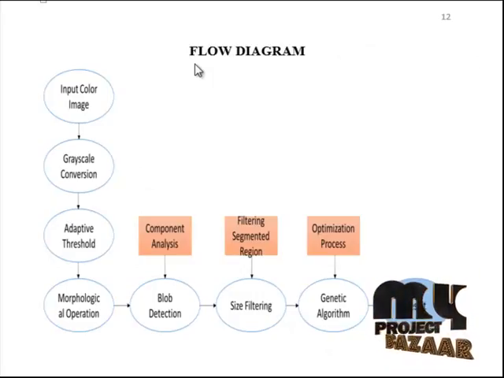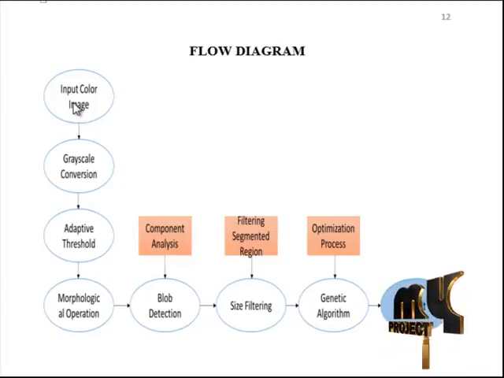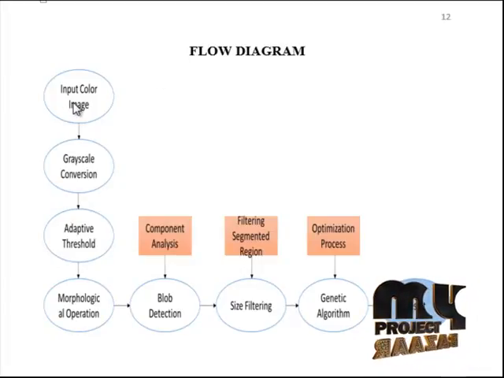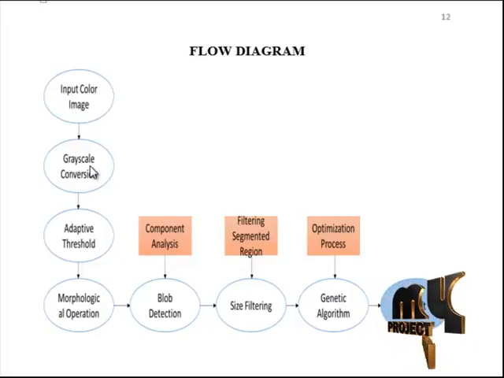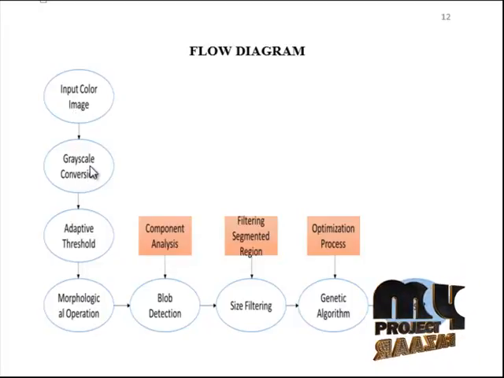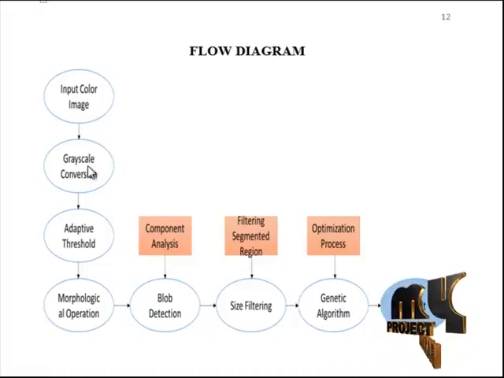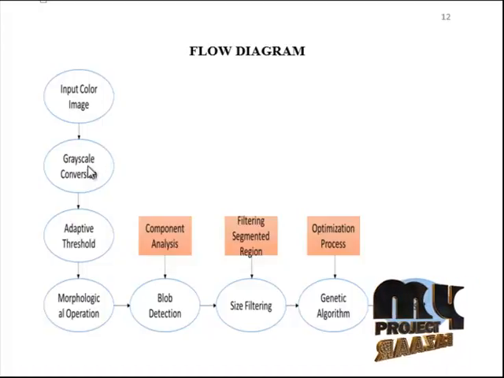Let me discuss the flow diagram for our process. First, capture the input image from the dataset. Here we take color license plate images as input. Next, perform the conversion process from color to grayscale. Conversion of the color image to gray format is done by the NTSC method. By conversion, we can extract relevant information efficiently.